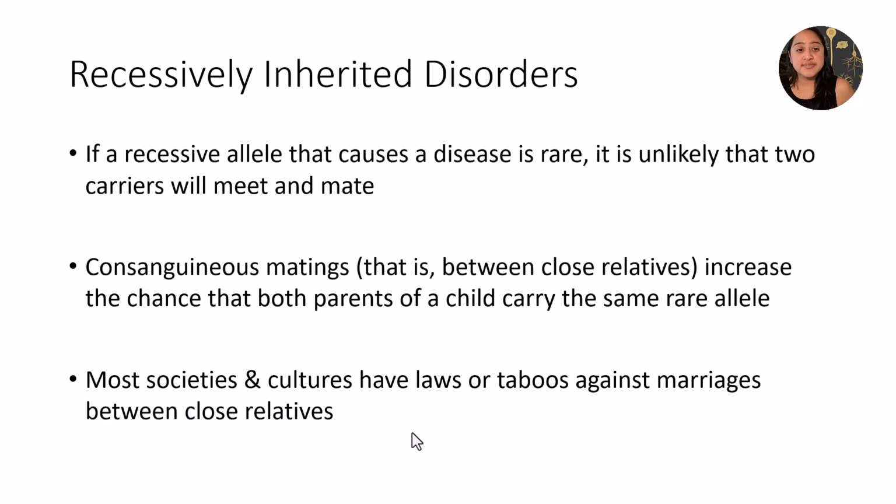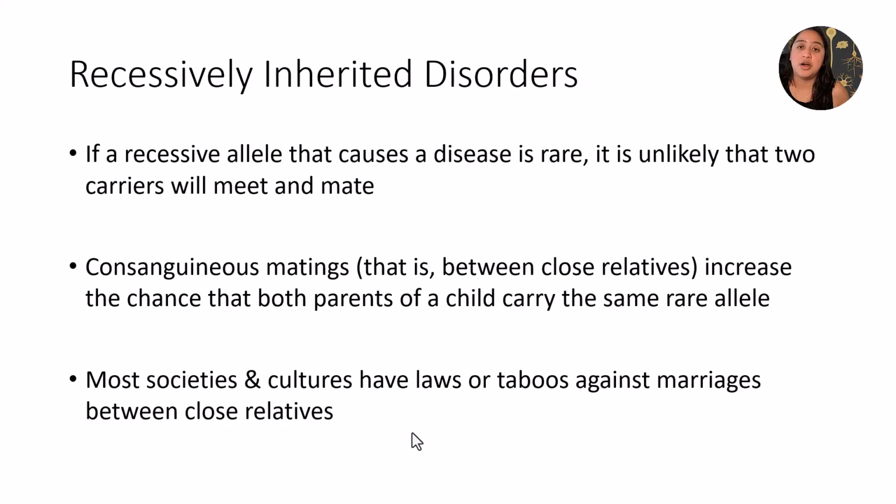If there is a recessive allele that causes a disease and it's rare, it's unlikely that 2 carriers will meet and mate. It's kind of up to chance, but it's pretty unlikely, small chances that 2 carriers will meet and mate. Consanguineous matings between close relatives increase the chance that both parents will be carriers for that same rare allele. But most societies and cultures have laws or taboos against that. So we don't see that often anymore.